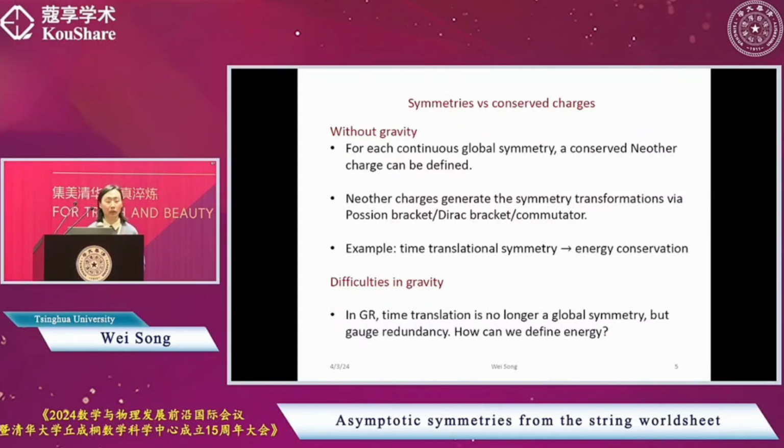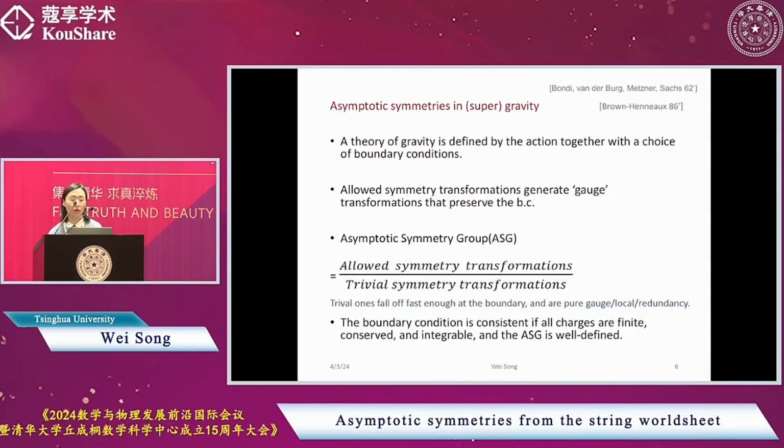And how can you... it is no longer a global symmetry. How can you use this to define energy? Well, as we keep asking related questions, this leads to the development of these so-called asymptotic symmetries.